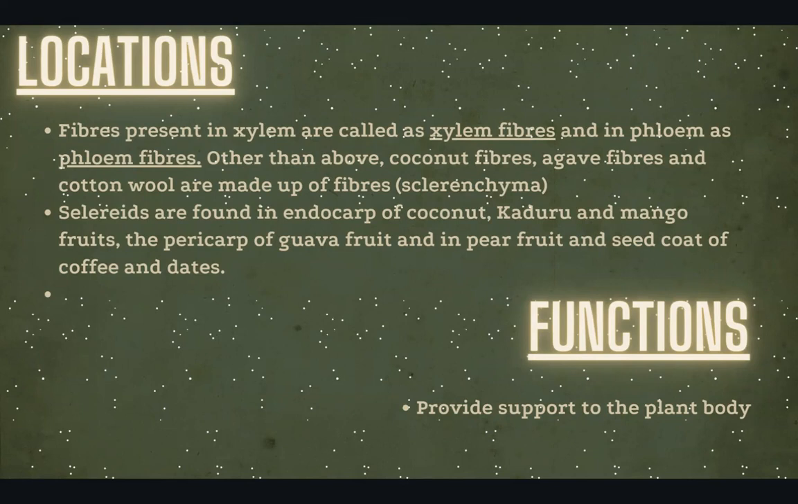But sclereids are found in the endocarp of coconut, kandaru, mango fruits, the pericarp of the guava fruit, in pear fruit, and the seed coat of coffee and dates. Functions: the common function, as we already learned in the definition, is to provide support to the plant body.